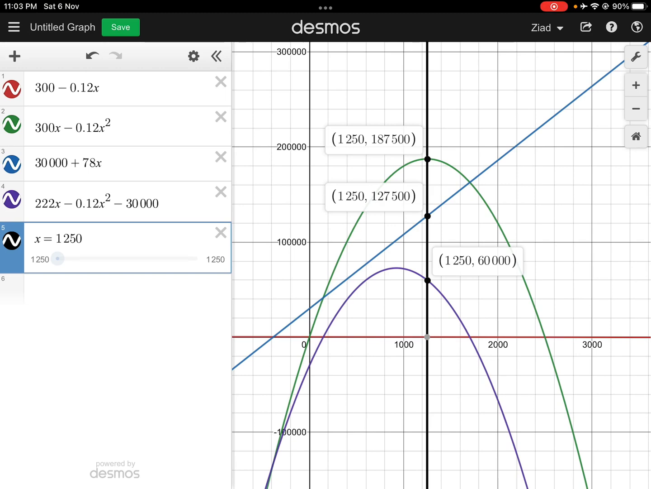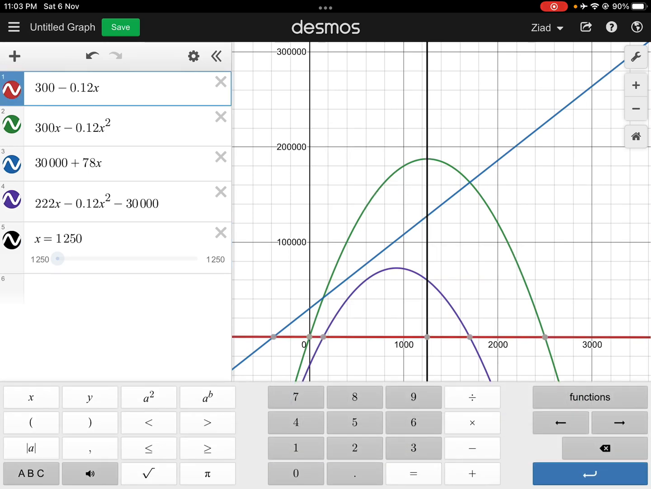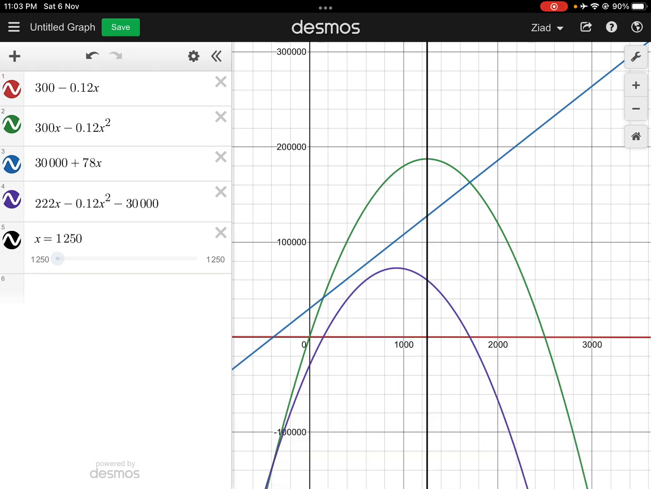And they ask you also, when X is 1,250, what is the price demand? What is the price per smartwatch? Here, look, when I clicked it, it's 150, because the red is the price demand function. Perfect. So look again at the points. At X equal 1,250, I have the maximum revenue, and when I have the maximum revenue, the price of each smartwatch is 150, as you can see.